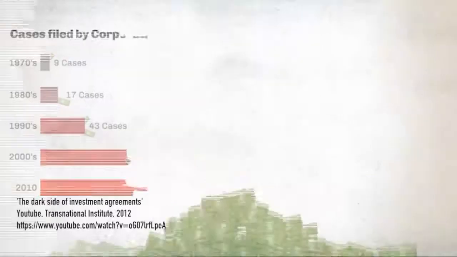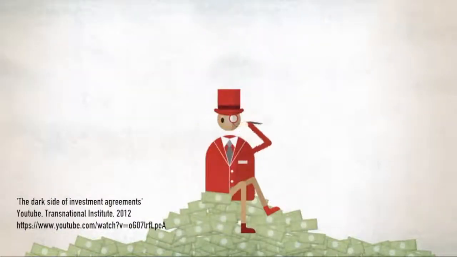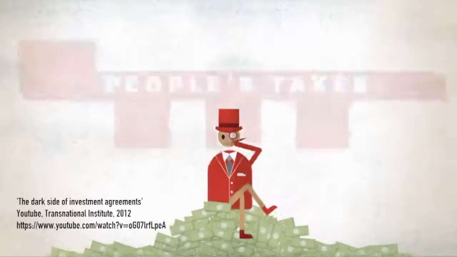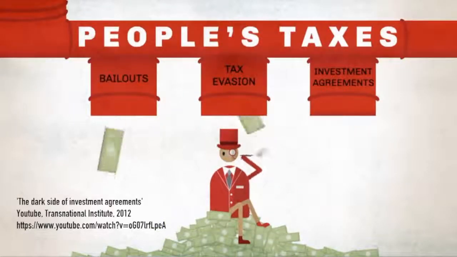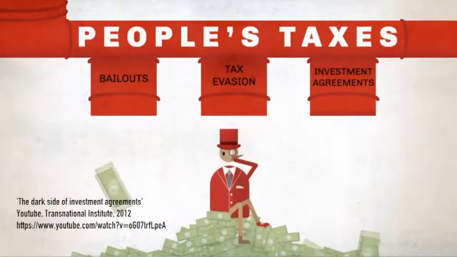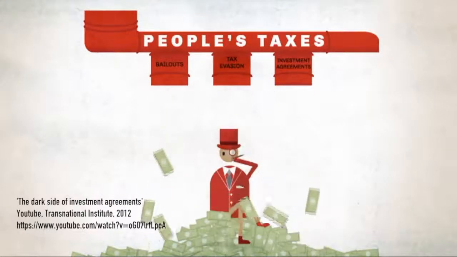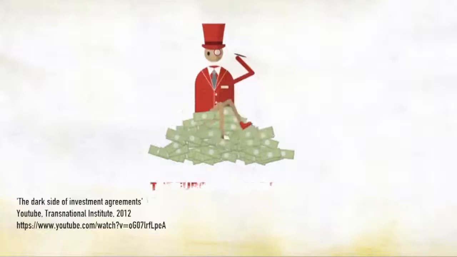The current crisis has shown that our economic system has enriched the 1% at the expense of the 99%. The massive gap in wealth has not just been caused by bank bailouts or unjust taxation. International investment law played its part. Investment agreements keep benefiting the 1%.